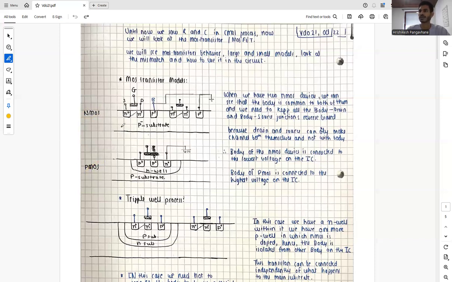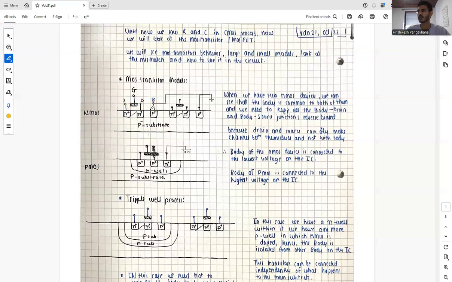Now we will just quickly revise it. We have a P substrate in which we have N dopants, and we have our polysilicon layer, which is our gate, and we have our source, gate, and drain terminals. Along with that, we also have a body terminal.